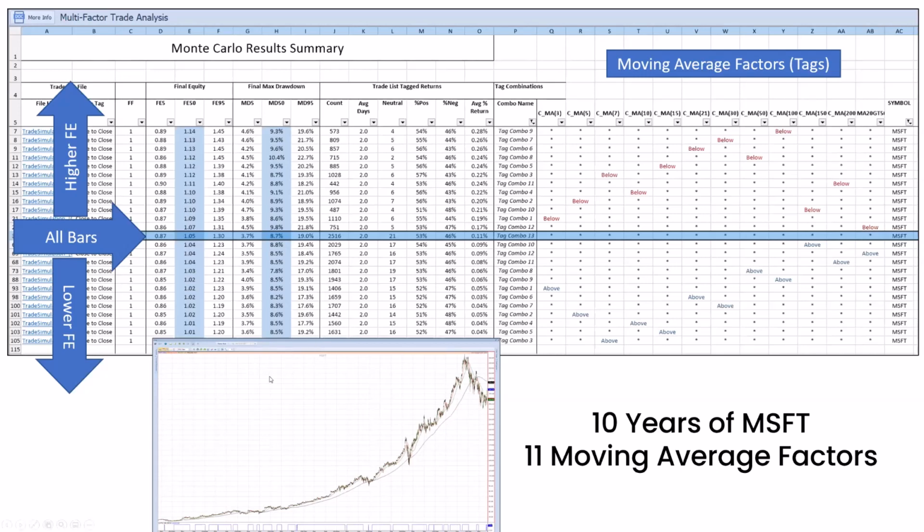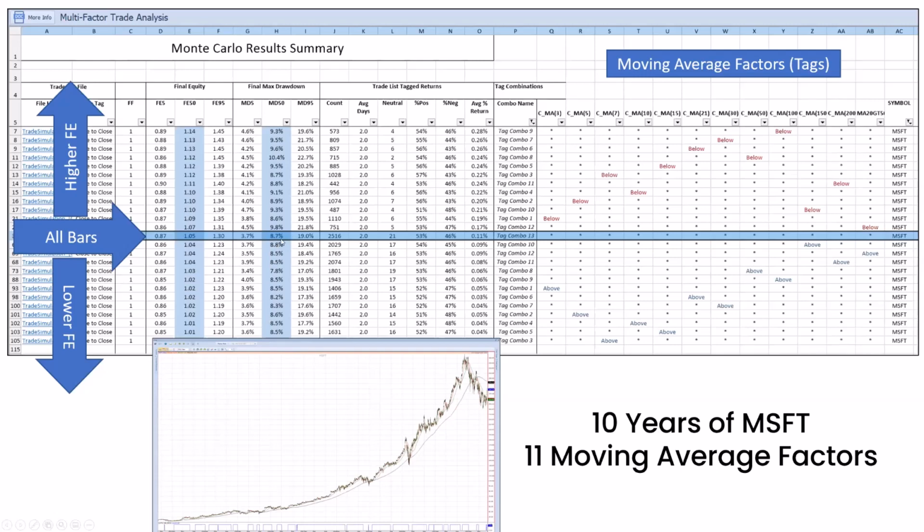Here you can see the chart of Microsoft. It's pretty much a parabolic chart up until the beginning of this year. But again, the bars that gave better final equities were the bars where close price was below the moving averages. Interestingly, when you start to run it on more data, like the 10 years of data here, you'll see that the final maximum drawdowns end up being higher than the cases where price is above the moving averages.